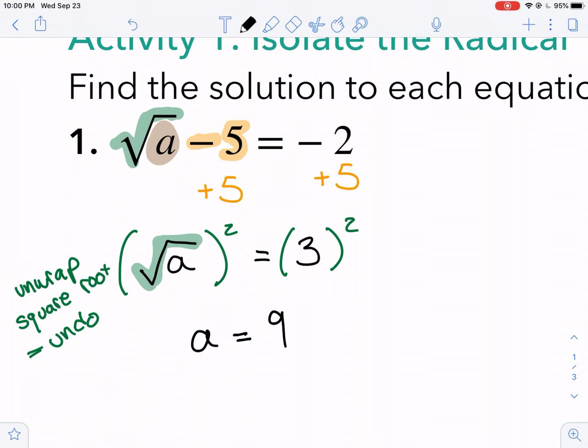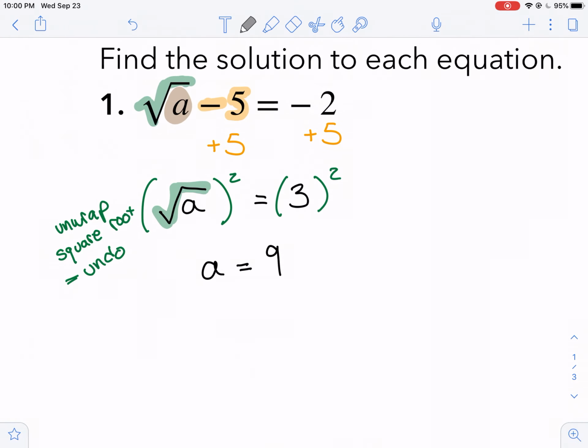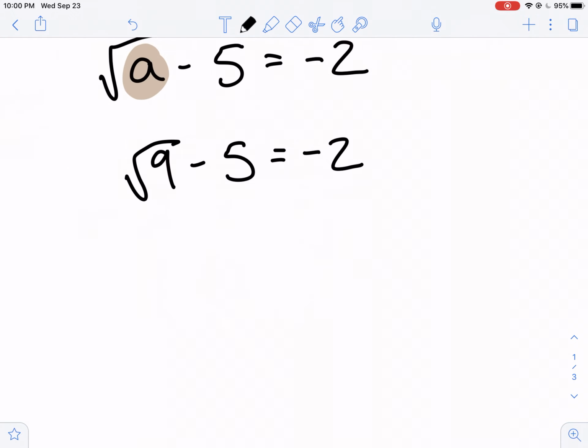Cool. Isn't that great? Now let's check. Did we do this right? Does this actually work? So to check that, what's in our A box? We have a 9 in the A box. So let's plug it into our original equation. Our original equation said the square root of A minus 5 equals -2. We're going to substitute 9 for A in here, which is nice because A kind of already looks like a 9. So you have the square root of 9 minus 5 equals -2. Well, what's the square root of 9? 3. Minus 5 is -2.